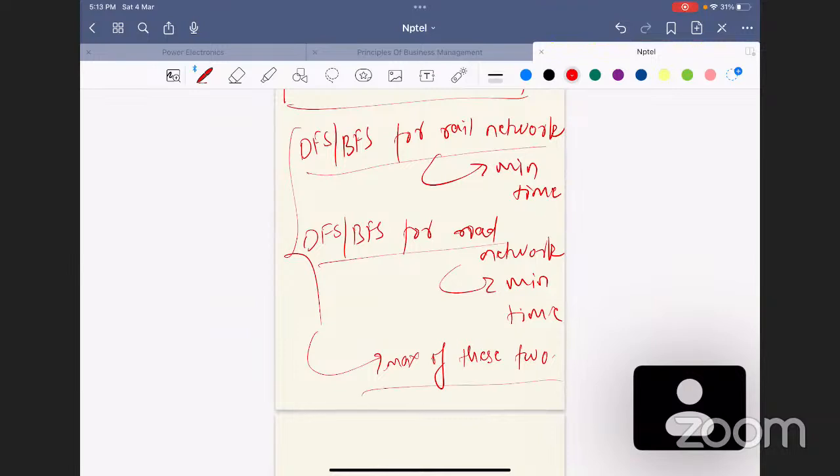But why run DFS and BFS algorithms? Sahil, there is one more doubt in the chat. Yeah, so Jayant is saying that BFS works. Yes, BFS will work. BFS or DFS, any of the algorithms will work. Yes, you're right. And we can use different colors for train and car.